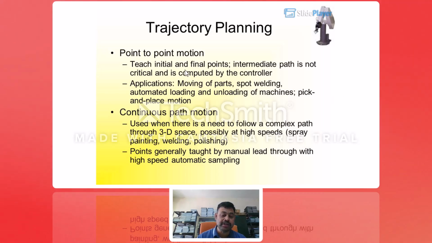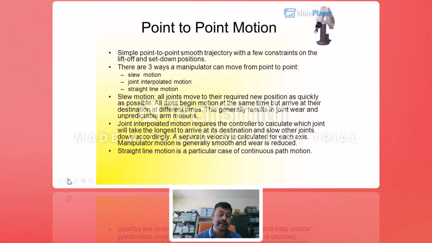In between, you need not bother about anything. Whereas continuous path motion is used when there is a need to follow a complex path through 3D space, possibly at high speed, like spray painting, welding, polishing. So this kind of thing, the continuous path motion is important. These points are generally taught by manual lead through with the high speed automatic supply.